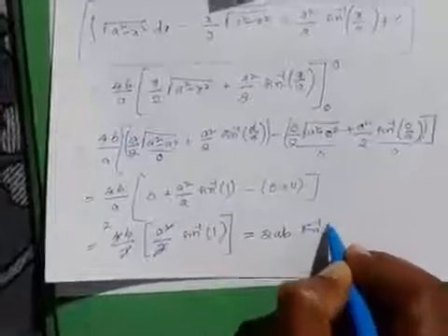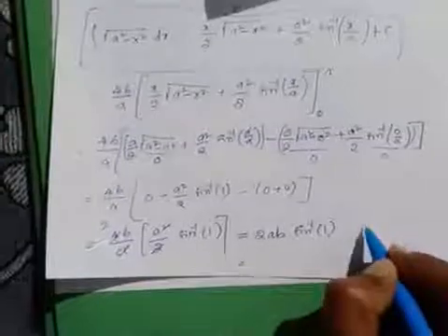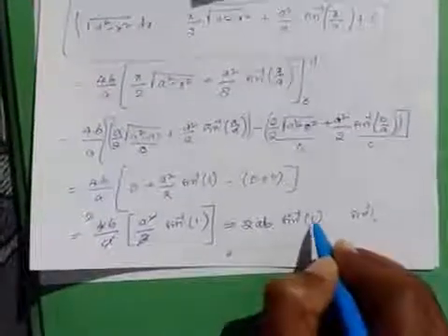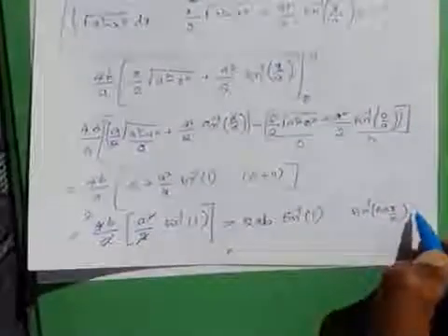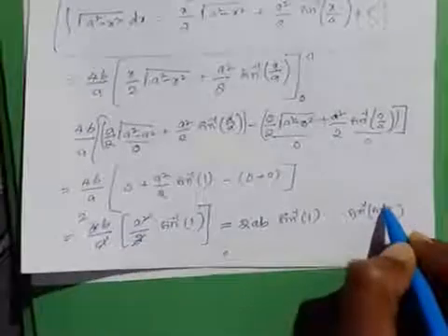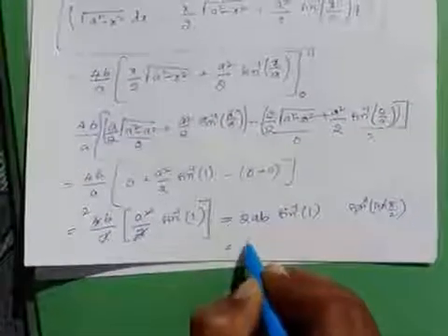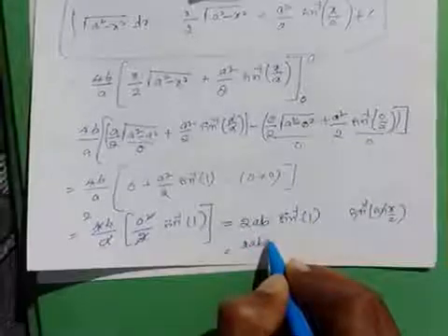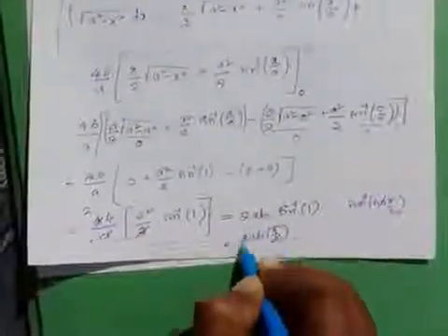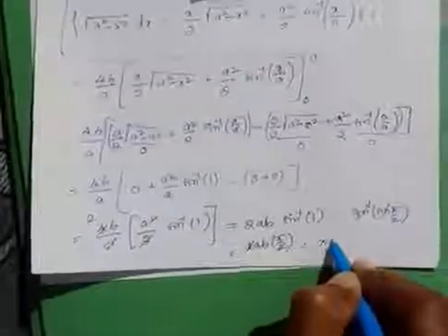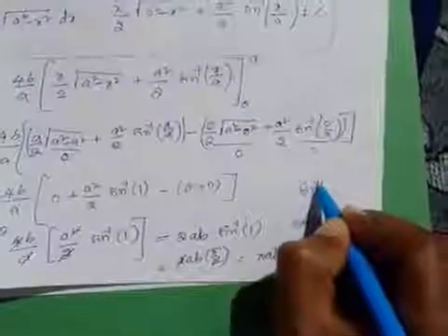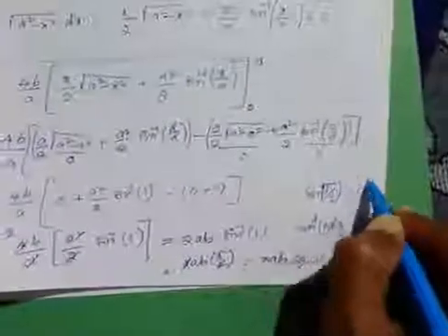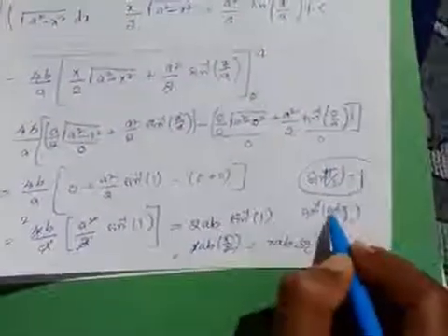2ab sine inverse of 1. We know that sine inverse 1 we can write as sine of pi by 2. See, the sine inverse gets cancelled, remaining is pi by 2. 2ab into pi by 2, the 2 cancels, remaining is pi ab square units. See here, sine pi by 2 is equal to 1. So instead of 1, we can write sine pi by 2.